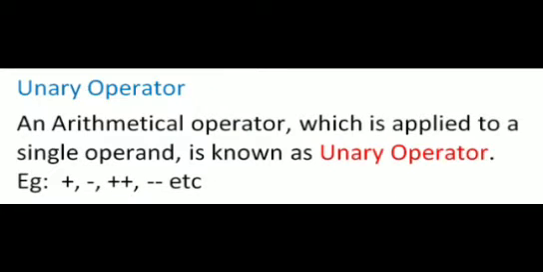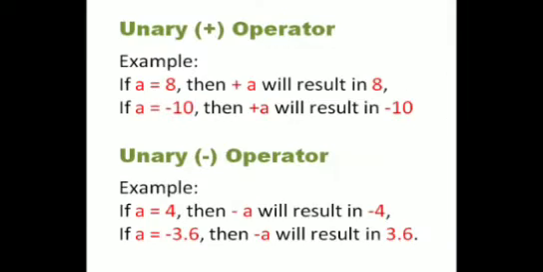Unary operator: an arithmetical operator which is applied to a single operand is known as a unary operator. Examples are plus, minus, etc. For example, if a is equal to 8, then +a will result in 8. If a is equal to -10, then +a will result in -10.